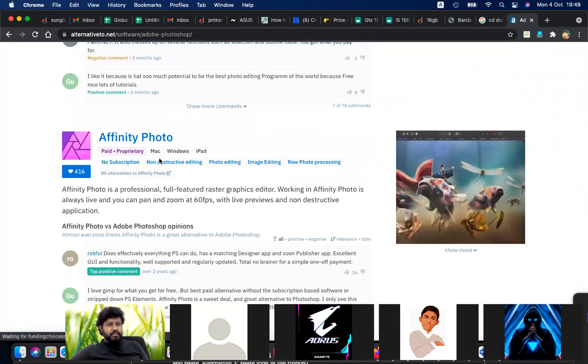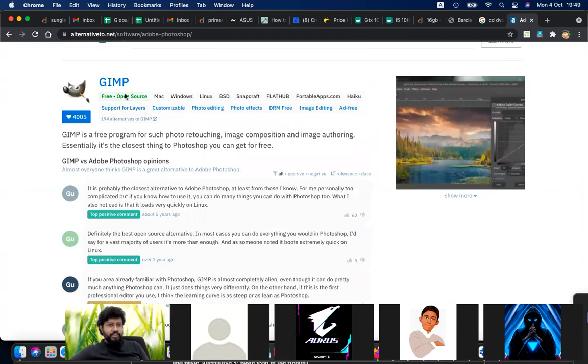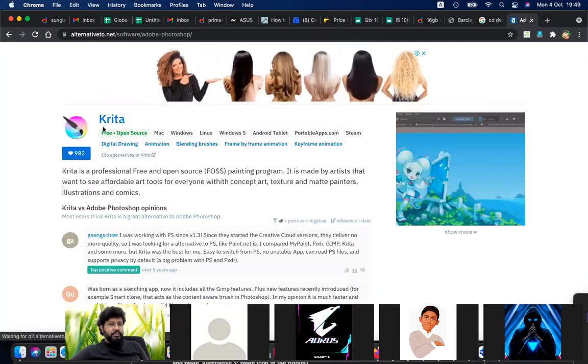Out of that, GIMP is, you can see, free and open source. Then you don't want to pay for that. And here, Krita is free and open source.